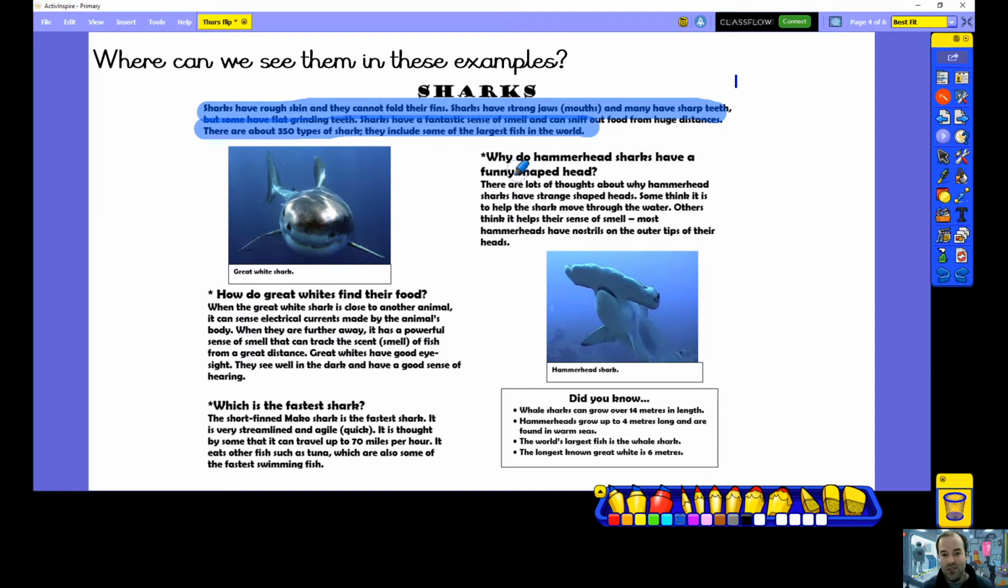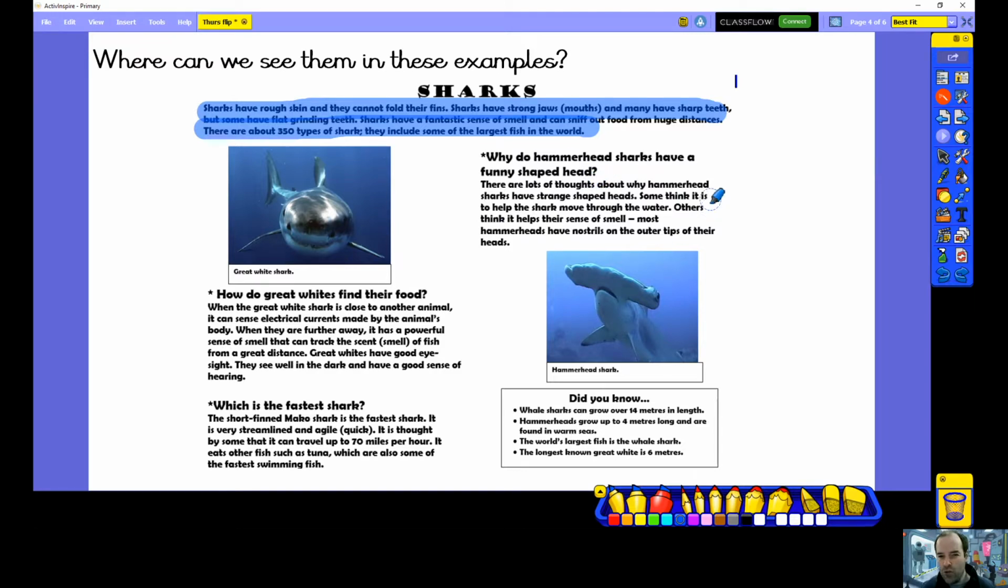So this paragraph has a subheading, why do hammerhead sharks have a funny shaped head? And they do, don't they? They do have a funny shaped head. Really odd, hammerhead sharks. I love them. I love hammerhead sharks, but they are quite bizarre to look at. And so that's the subheading, and it tells you what specifically that paragraph is about. And that paragraph only talks about hammerhead sharks and why they got a funny shaped head. It doesn't even tell you other things about hammerhead sharks, just why do they have a funny head. And that's it. And it's really specific.